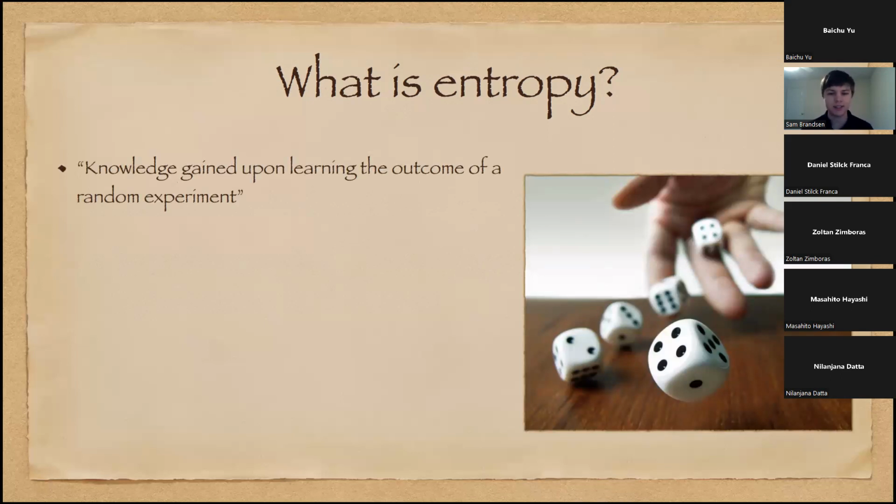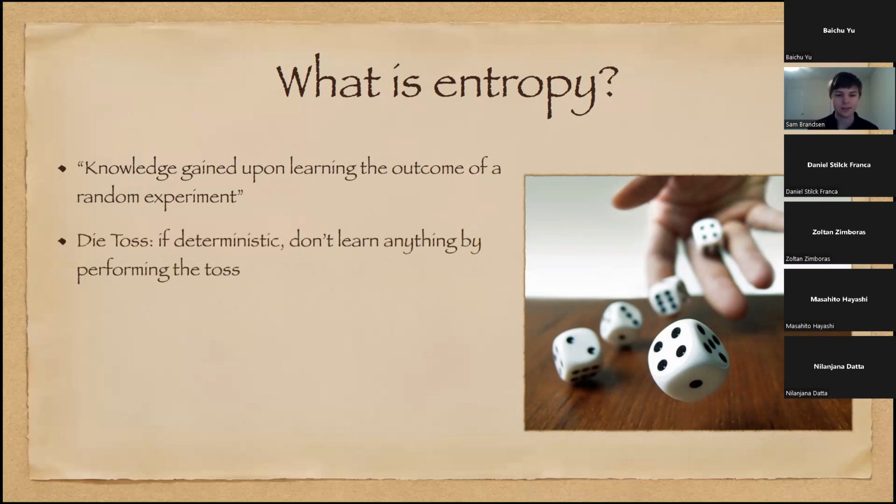Consider just the simple example of rolling a dice. If you already know the dice outcome beforehand, if the dice is fixed, so suppose that every time the dice is rolled, you'll get a 3, you don't actually learn anything by performing the toss. You already know it beforehand because it's deterministic. And so the entropy is 0.